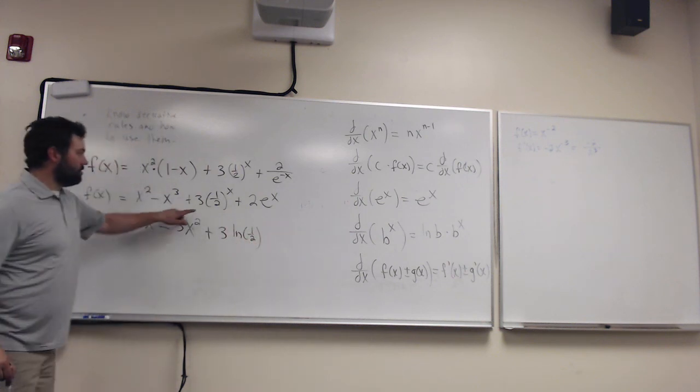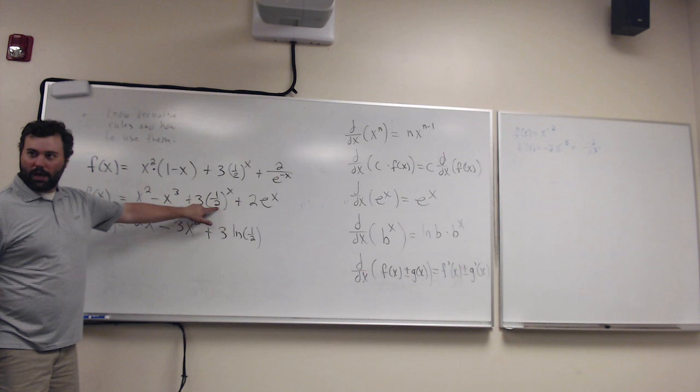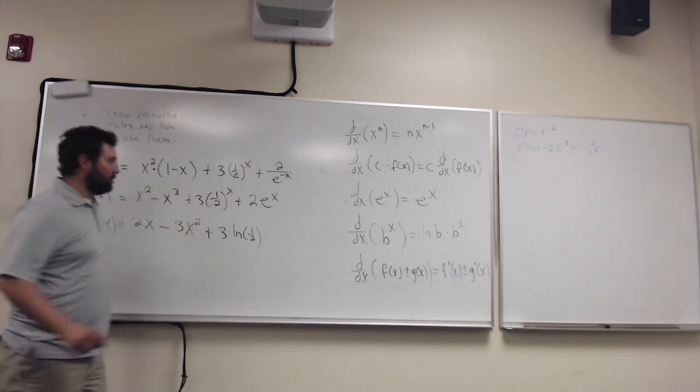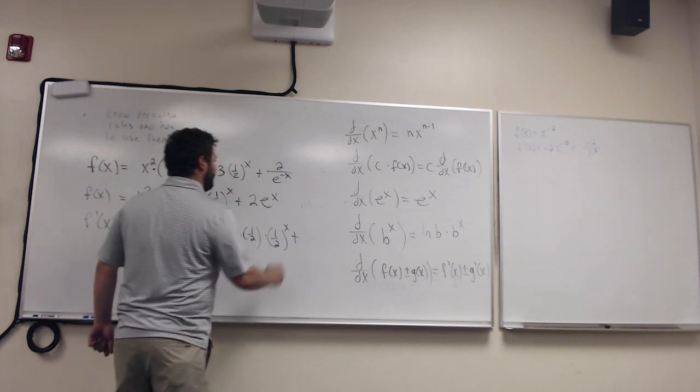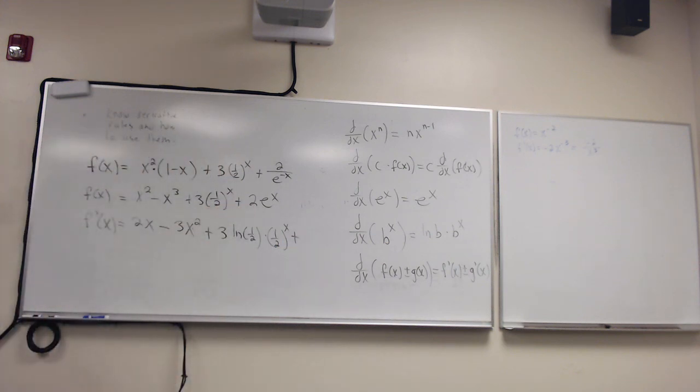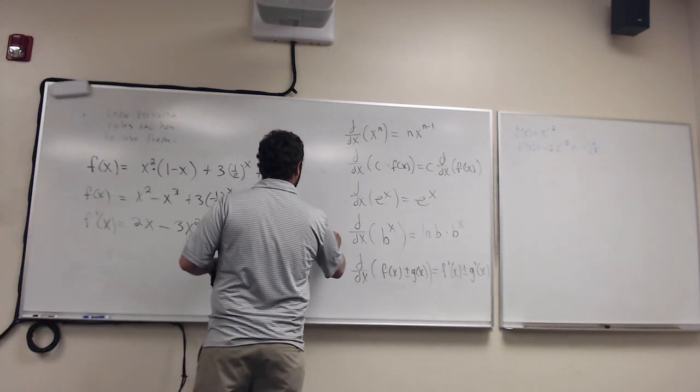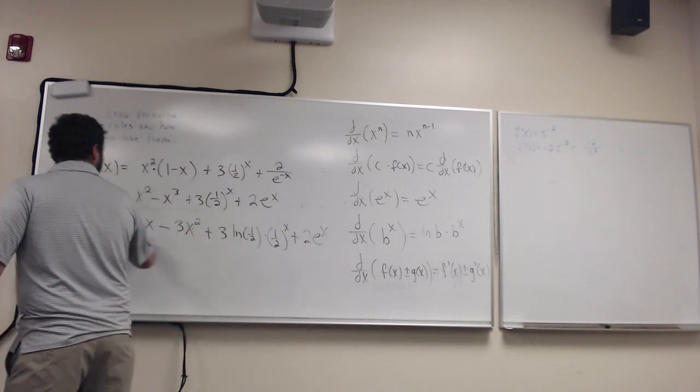So the middle term, it's the constant times the derivative of 1/2 to the x, which will be natural log of the base times the same function, plus, and then does the derivative of the last term become different? Or is it still going to be 2e to the x? Yeah, because you take the constant 2 times the derivative of e to the x, and you get 2e to the x. So there's your derivative.